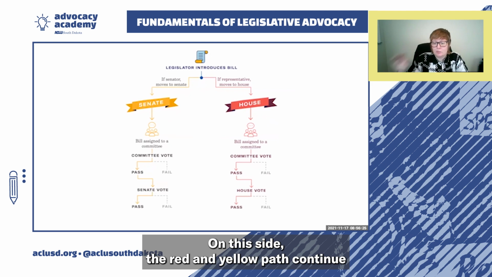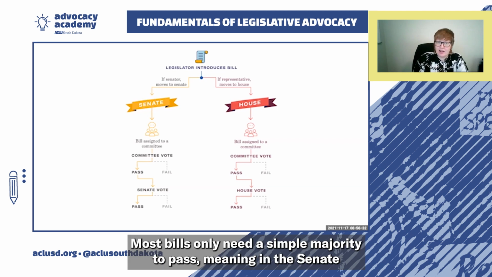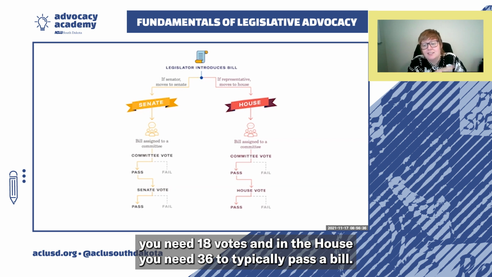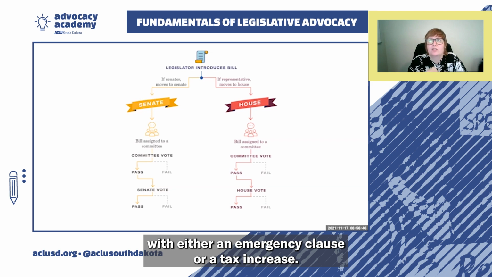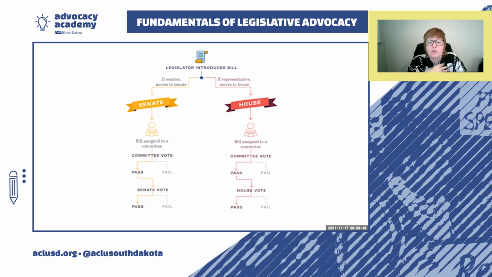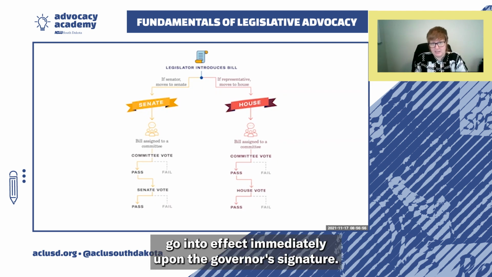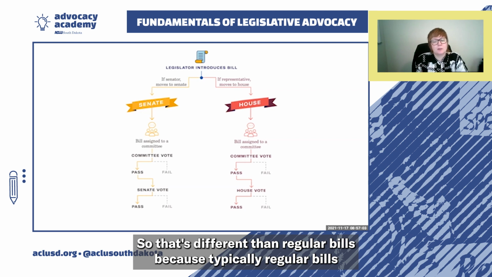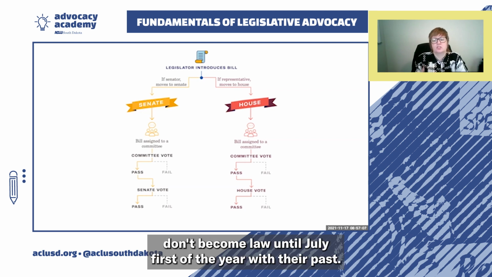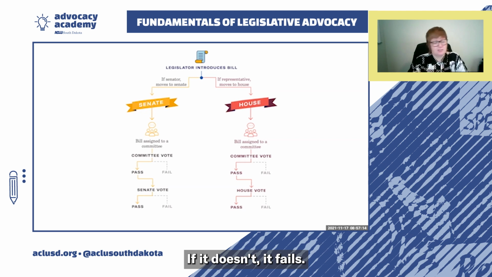On this slide, the red and yellow paths continue to show that in the House and Senate, the bills can either pass or fail. Most bills only need a simple majority to pass, meaning in the Senate, you need 18 votes, and in the House, you need 36 to typically pass a bill. There are exceptions. The only time the simple majority rule doesn't apply is when there's a bill with either an emergency clause or a tax increase. Those bills require a 2/3 vote. The other difference for bills with an emergency clause is they go into effect immediately upon the governor's signature. That's different than regular bills because typically regular bills don't become law until July 1st of the year that they're passed. So if a bill gets enough votes, it passes. If it doesn't, it fails.